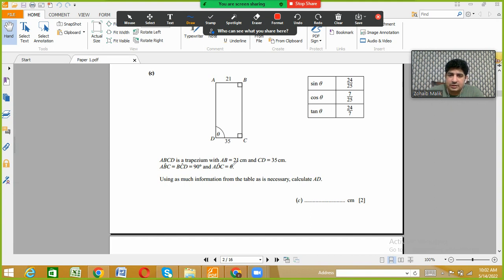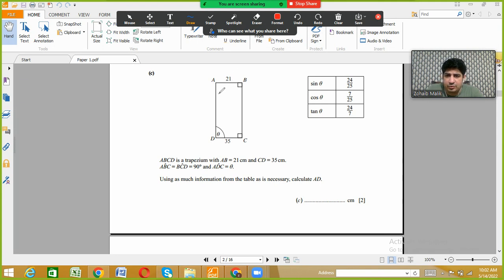AB is 21 and CD is 35. ABC and BCD are 90 degrees, ADC is theta. Use as much information from the table as is necessary to calculate AD. We have to find AD. So now how can we find AD?